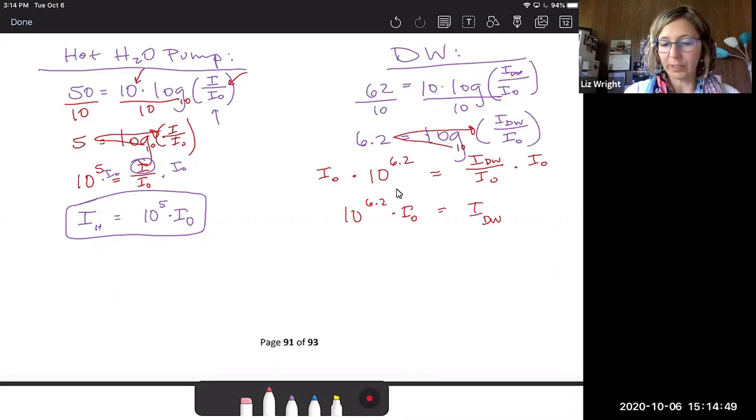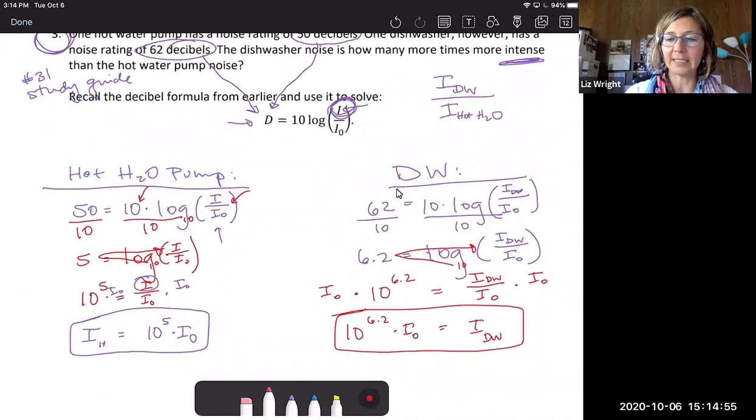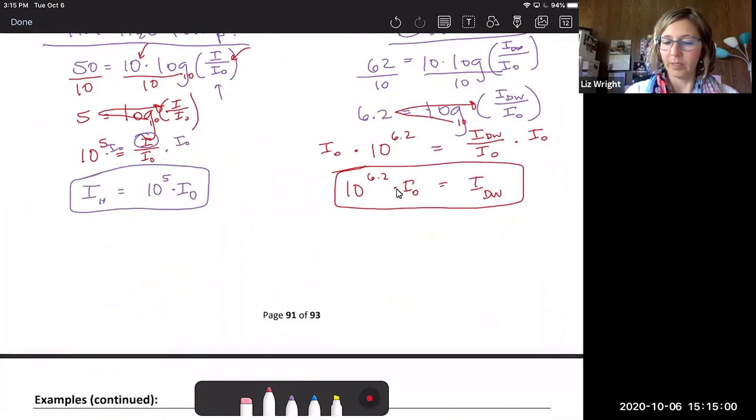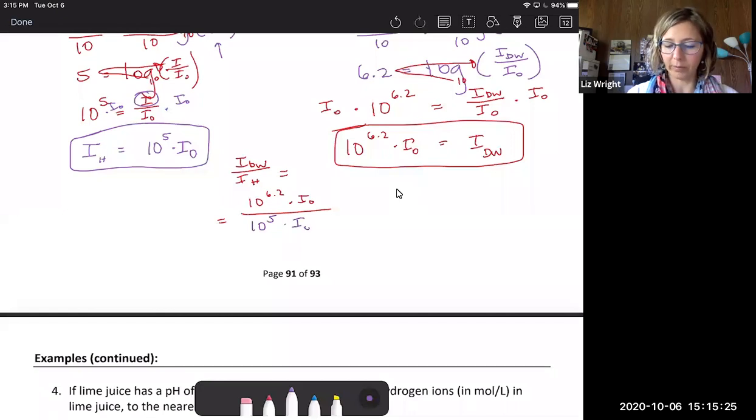All right, so now we have those two. Now remember, our final question in this is how many times more intense is the dishwasher compared to the hot water? So now we're going to do intensity of dishwasher over intensity of hot water. We've got 10 to the 6.2 times I sub 0 divided by 10 to the 5th times I sub 0. So now let's solve. We can cross some things out. I sub 0s are going to go away.